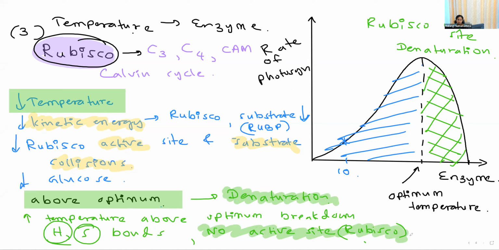So these are the three main factors. You have to know the graph and the explanation. Is this clear? So shall we do the last one? Is anyone writing this down? I can't see most of you.